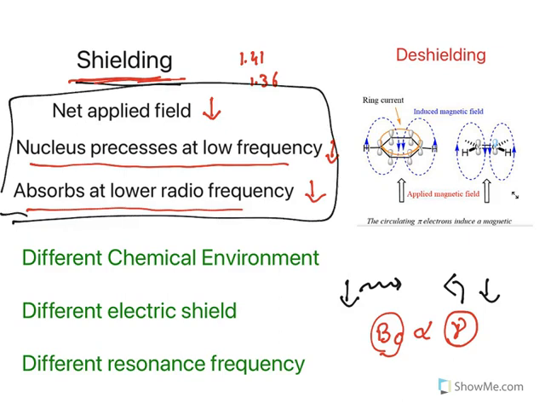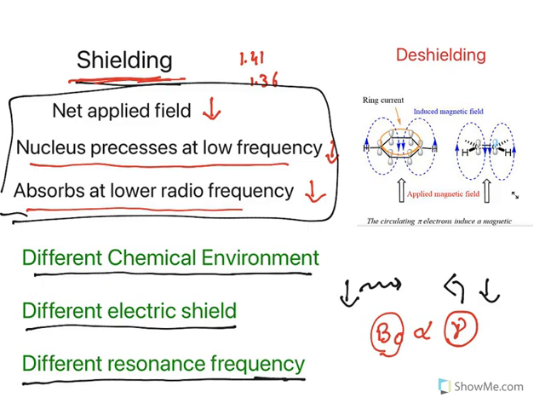Exploring further, protons will be in different chemical environments, and they have different electronic shielding, and they absorb at different resonance frequencies. So all the protons will not absorb at the same frequency, and this is what tells about the proton nature in an organic sample.